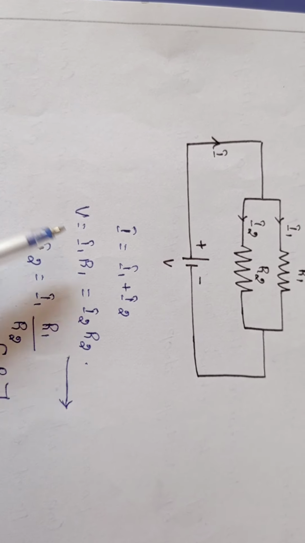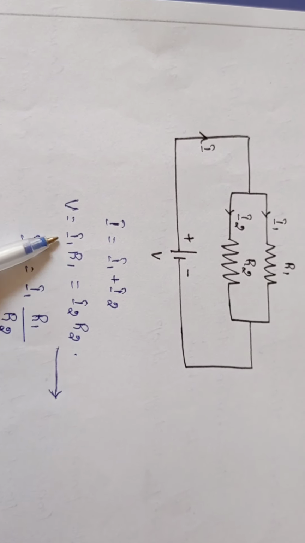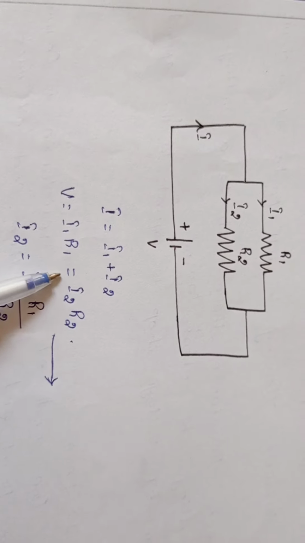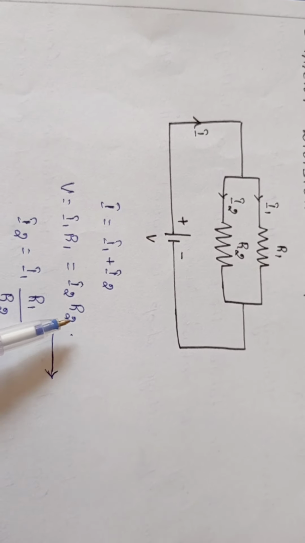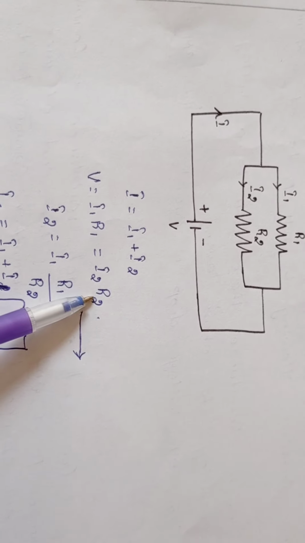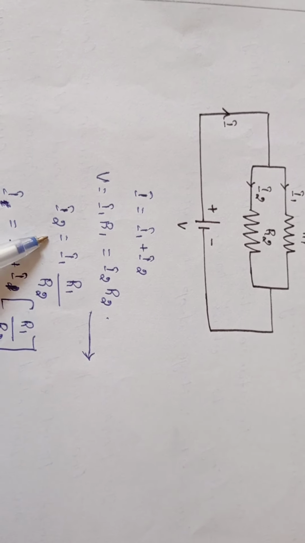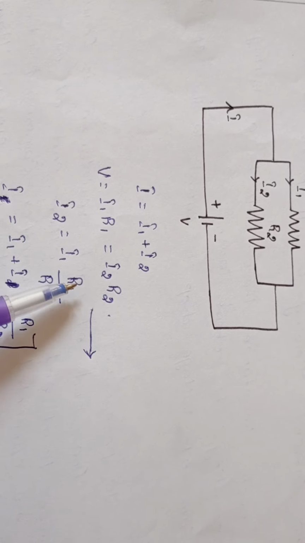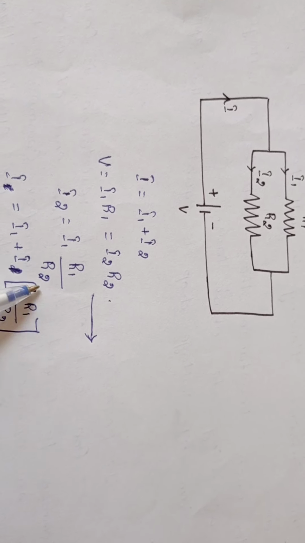We can write V is equal to I1 into R1, that is equivalent to I2 into R2, according to Ohm's law. Therefore, I2 is equal to I1 into R1 divided by R2.